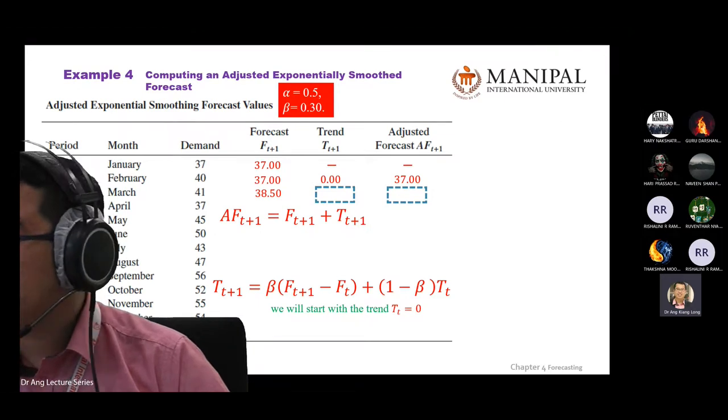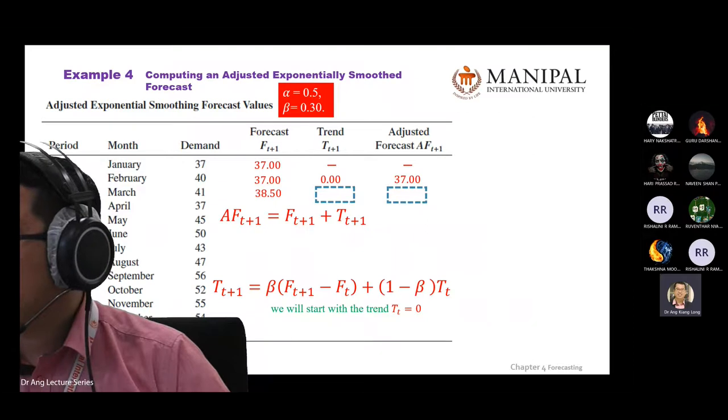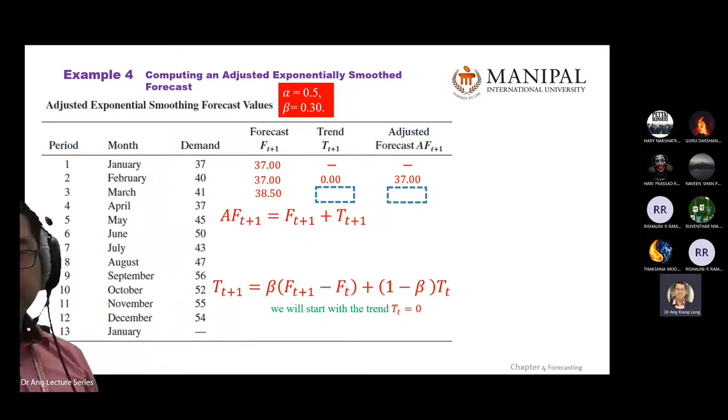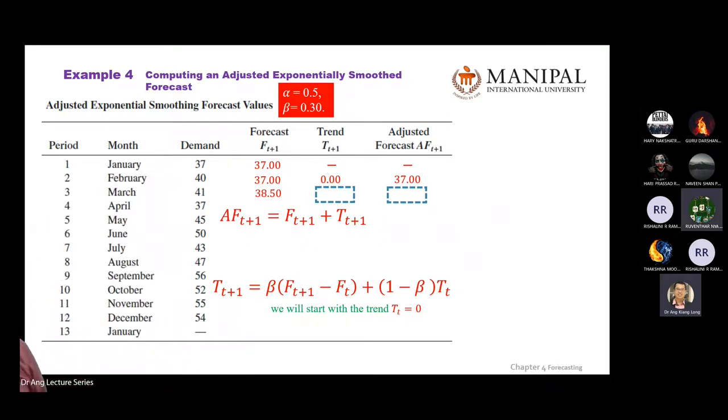Reuven, are you there? Yes, sir, I'm here. Reuven, you solve for June. Navin, do you know what is D6? Reuven, you solved for June, right? July, sir. Okay, what is the forecast for July? For June it is 41.68, right? Correct. What is the forecast for July?